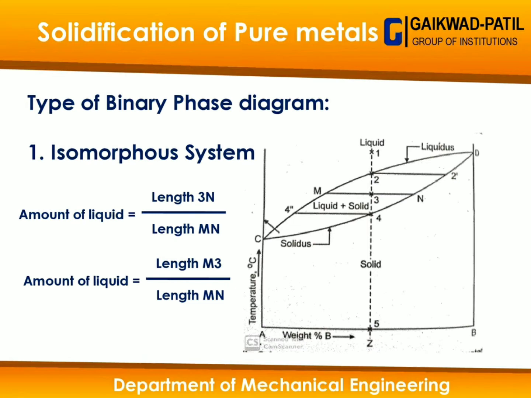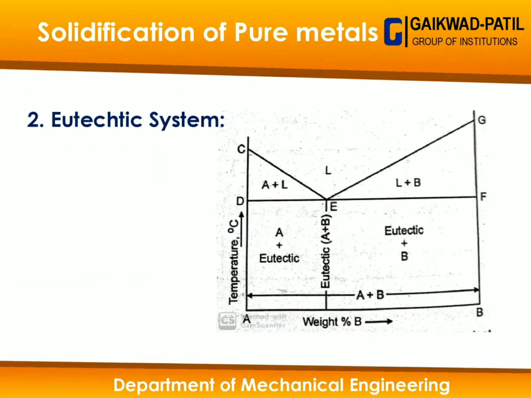Now the eutectic system. In the eutectic system, complete solubility in the liquid state occurs, but incomplete solubility in the solid state occurs. In the isomorphous system, the case is different: complete solubility in the liquid state occurs, and complete solubility in the solid state also occurs. But the eutectic system is a different case.